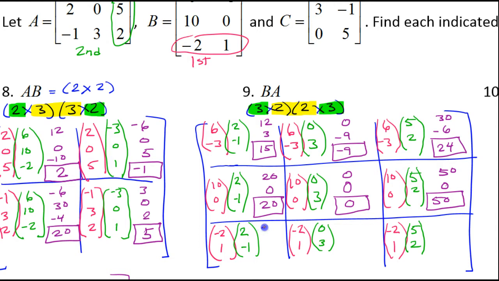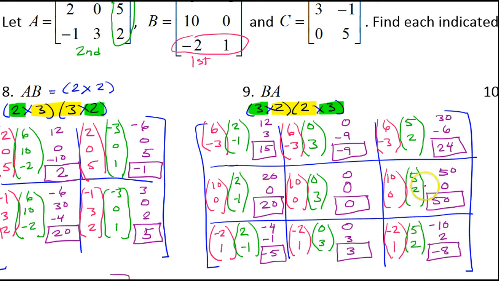Multiplying here, I get negative 4 and negative 1. Add them up, that's negative 5. Multiplying here, I get 0 and 3. Add them up, that's 3. Multiplying here, I get negative 10 and 2. Add them up, that's negative 8.